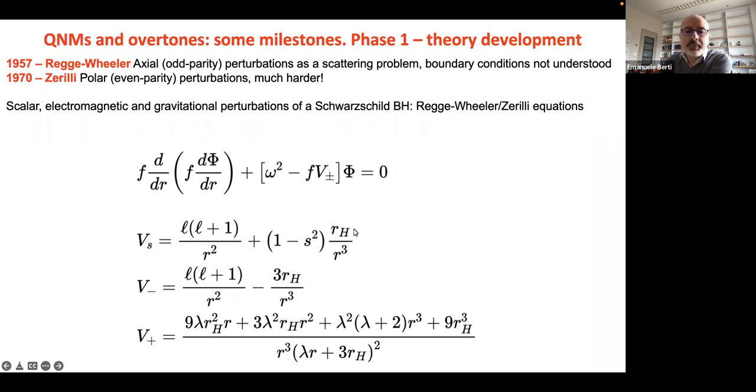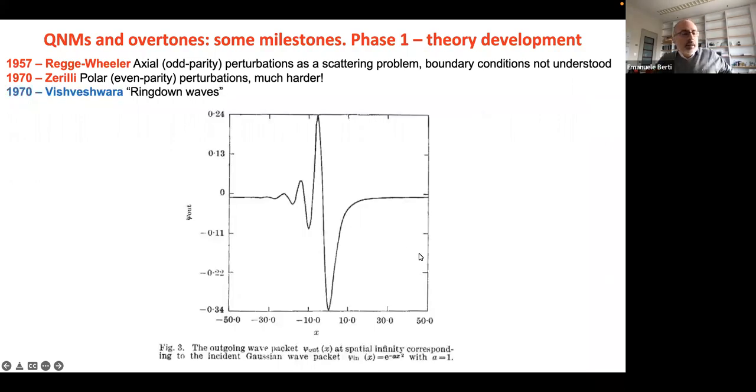So the next step in understanding what's going on here came with the work of Vishveshwara, who decided to investigate this problem. First of all, he understood the boundary conditions, which was a critical issue. And then he studied the problem purely numerically. What he did was he took a perturbation represented by a Gaussian wave packet, and he scattered the Gaussian wave packet on this potential. And then he looked at the response of the black hole.